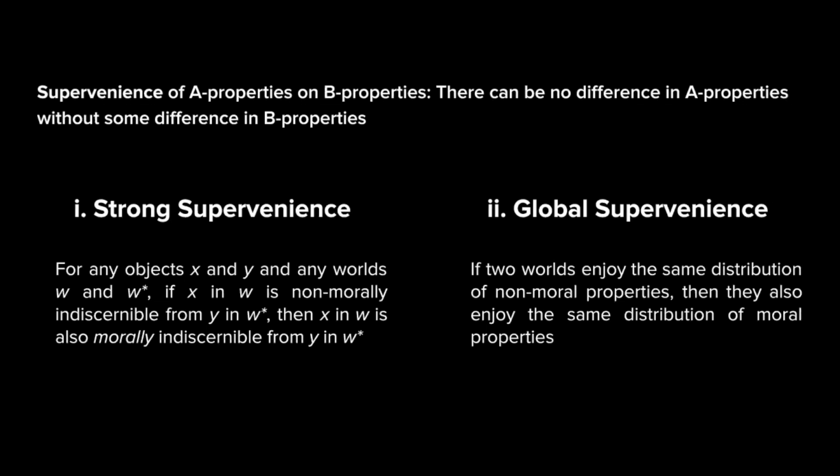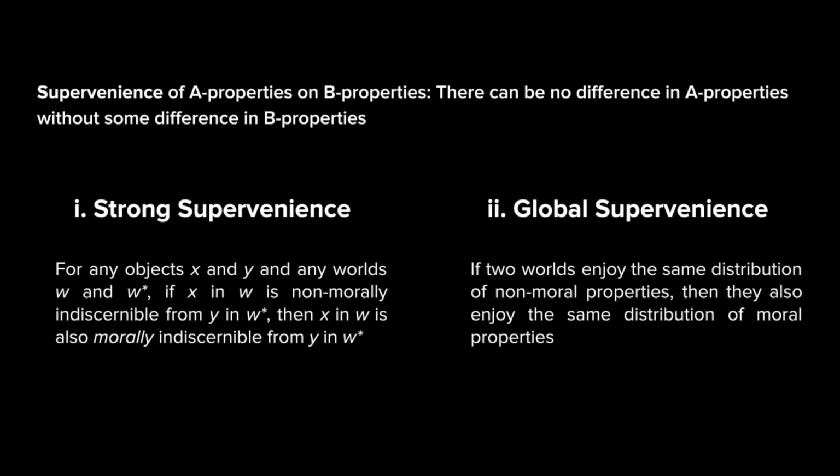And so we are now on to supervenience. All right, so the general idea of supervenience, as you can see at the top of this slide, is that A properties supervene on B properties just in case there can be no difference in A properties without some corresponding difference in B properties, right? So it's not possible. There's no possible world in which the distribution of A properties differs without the distribution of B properties differing. So some people think, for instance, that mental properties supervene on physical properties. What they're saying there is that there can be no difference in mental properties without some difference in physical properties.